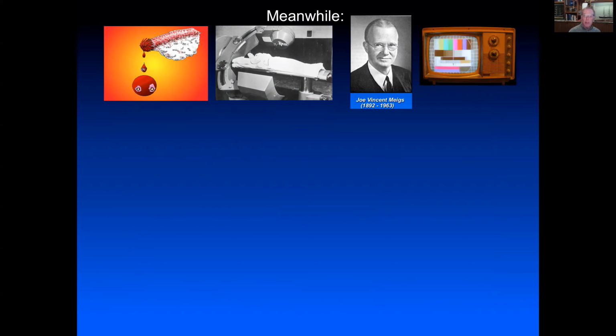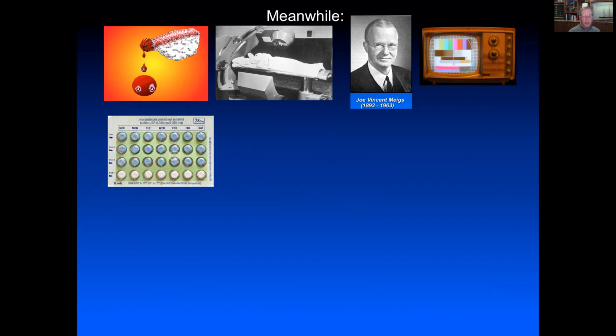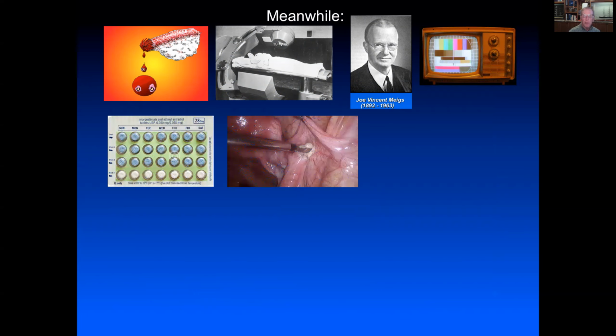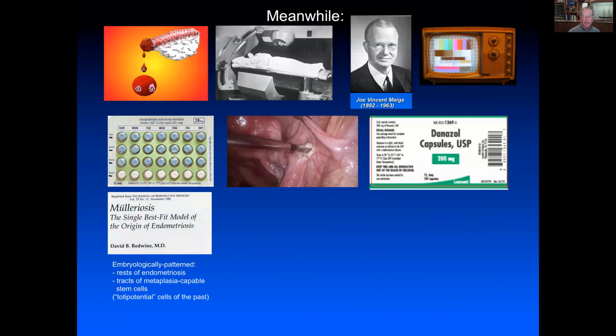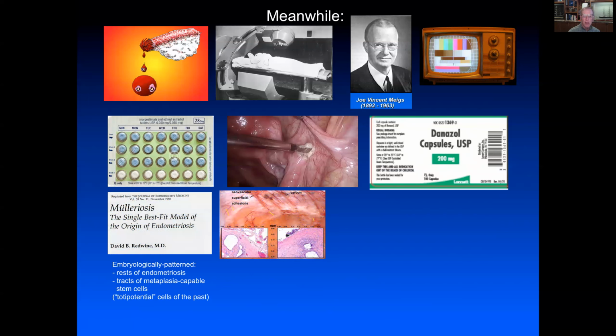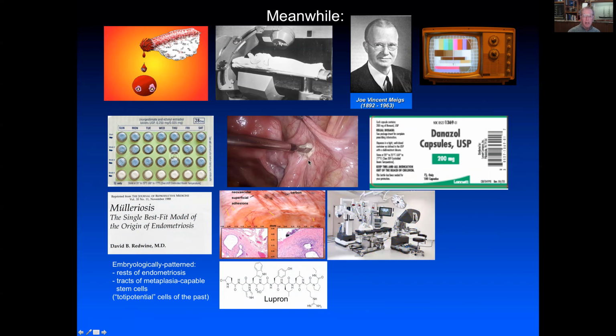The 1950s brought color television sets. The 1960s brought birth control pills. The 1970s brought electrocoagulation. The 1980s brought danazol, as well as my embryonic theory of origin of endometriosis. The 1990s brought laser vaporization, which doesn't always destroy even superficial endometriosis, and also brought Lupron, which can result in long-term ovarian dysfunction in 25 to 40% of young women who take it.